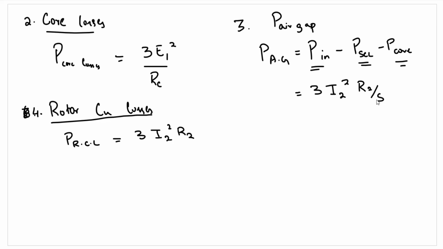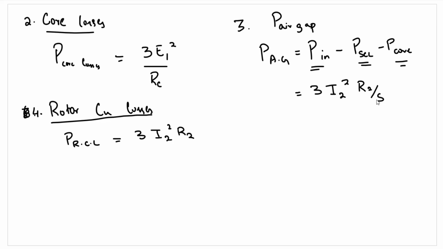Now we know that the power available to the rotor is the air gap power. So in terms of the power available to the rotor, we can also calculate it as I2 square multiplied by R2 by S, the resistance of the rotor.